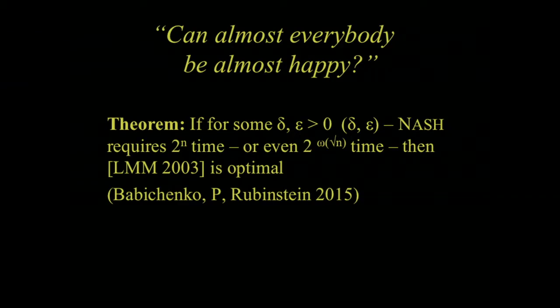If for some delta and epsilon, delta-epsilon Nash requires 2 to the n time, and in fact it doesn't have to be exactly 2 to the n, it can be something like 2 to the n to the 2/3, then for the approximate Nash equilibrium, you can't get better than quasi-polynomial time. In other words, there is a way to reduce this problem to the approximate Nash equilibrium, such that it rules out algorithms that are better than quasi-polynomial. And this is on the arXiv.